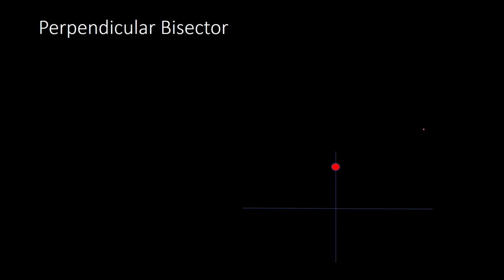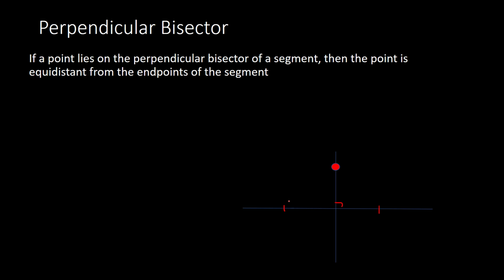And on the topic of perpendicular bisector, if you have this picture, the segment going up and down cuts the segment left to right in half, where this is 90 degrees, and this side is the same as this side. There's a theorem that says that if a point lies on the perpendicular bisector of a segment, then the point is equidistant from the endpoints of the segment. Well, because this is a perpendicular bisector, we know that the left side and the right side are going to be congruent, or the same length.